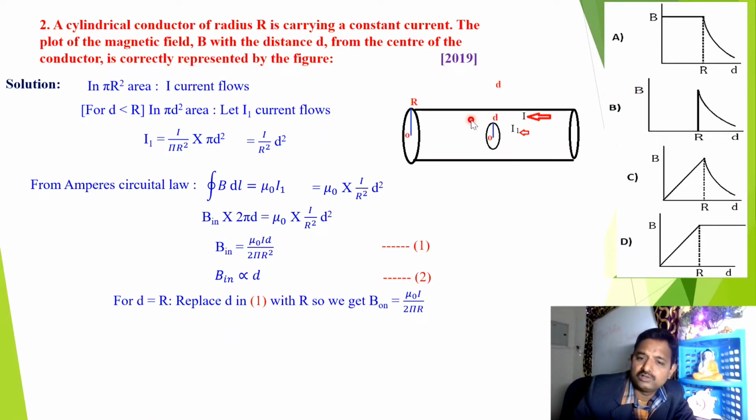Now suppose the point is on the cylinder. On the cylinder means d is equal to R. Now I will replace small d in equation 1 with capital R. So we will get B on the cylinder, that is mu naught I by 2 pi R.